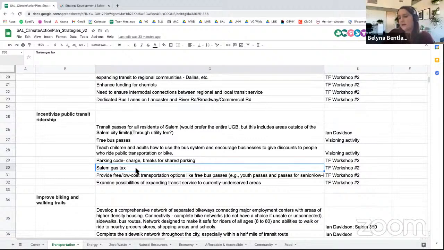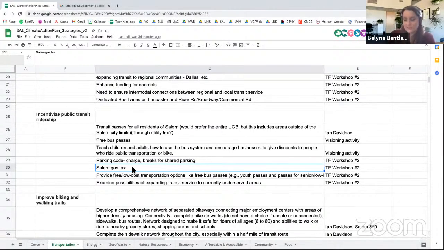So again, heads up for the next workshop, you'll be rating all of the strategies across all areas through a variety of criteria. But ultimately what you'll be doing is red, yellow, green voting on a Miro board. Green being, yes, definitely include this in Salem's climate action plan. Yellow being, I am interested, but I need some more information. And red would be, no, definitely do not include this, kind of like a veto vote for a strategy.